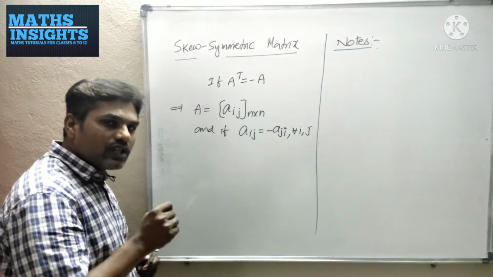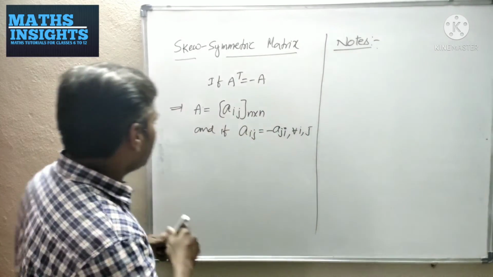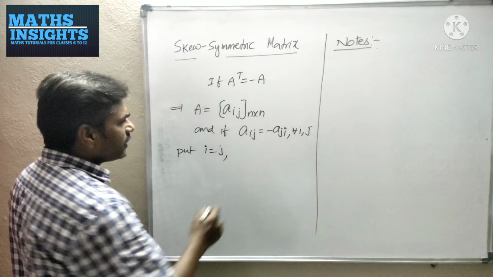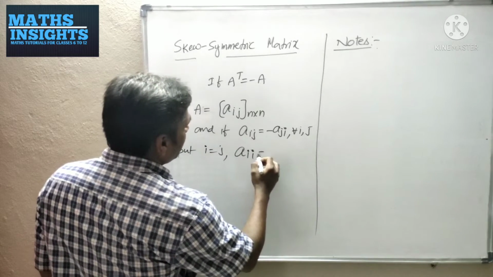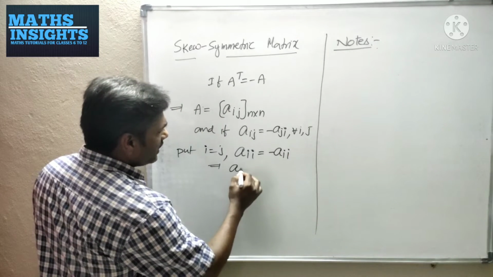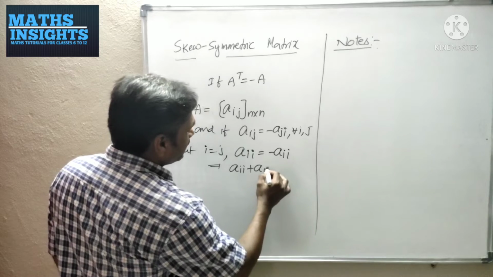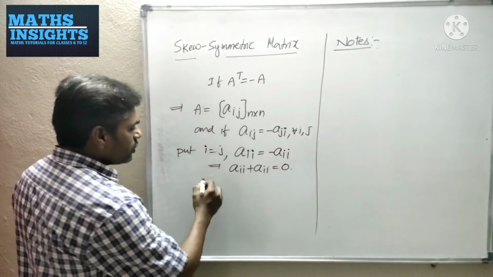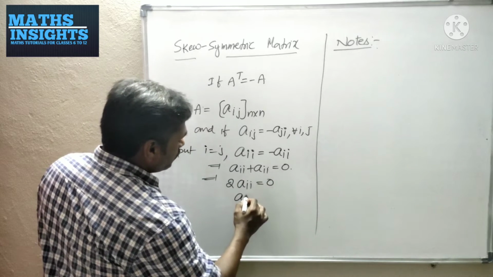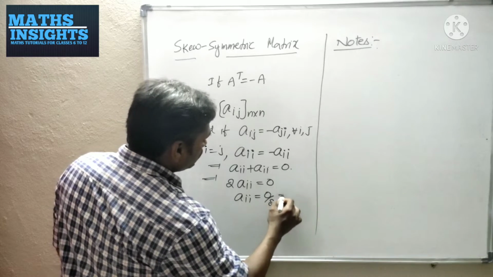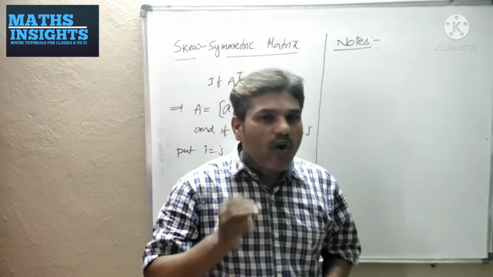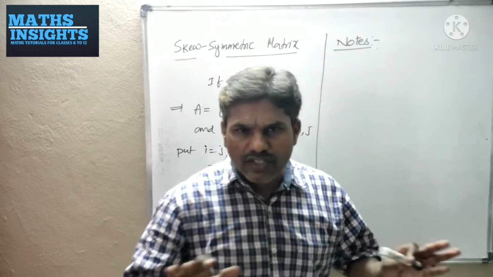So if I want to know the nature of elements in the principal diagonal, you have to put i equal to j. Then this will become Aii equals minus Aii. If you take that to this side, Aii plus Aii is 0. So this will become 2Aii equals 0. Therefore Aii is equal to 0 by 2, that is equal to 0. So this means that the elements in the principal diagonal of a skew symmetric matrix are always 0.